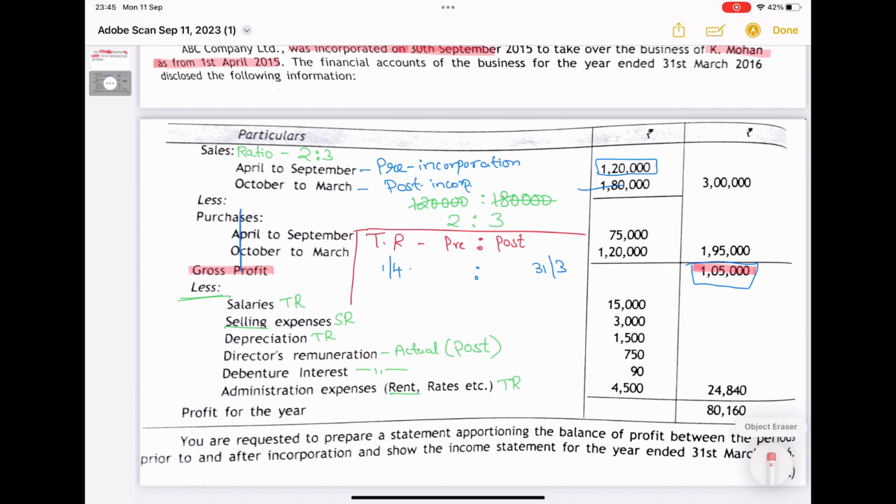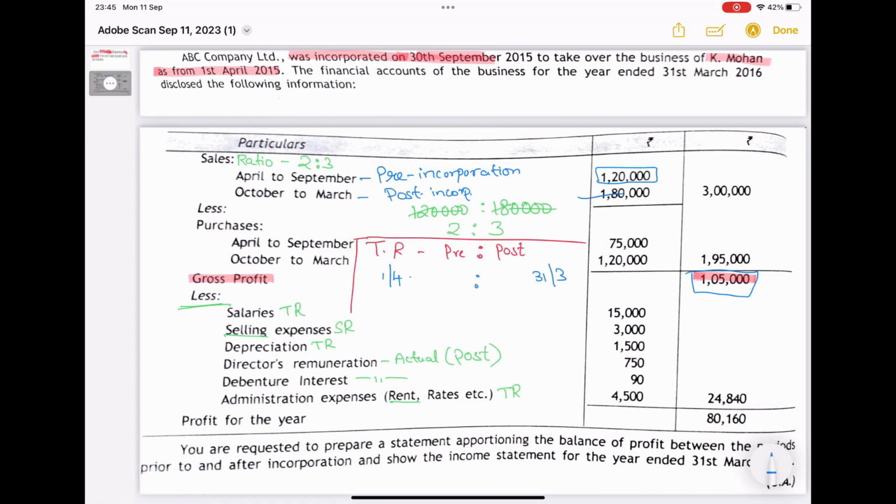So pre, when was the company incorporated? Till 30th September. In the question they have clearly mentioned it. So till 30th September is my pre-incorporation period. Next, after September, which month will come? October. So from 1st October to 31st March is my post-incorporation period. Got it?